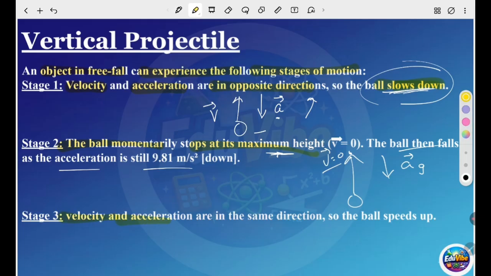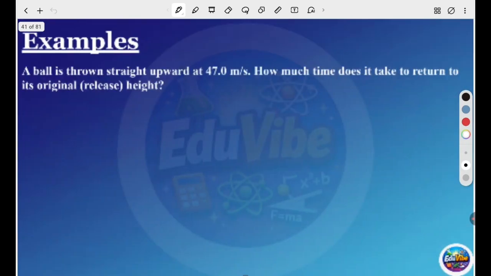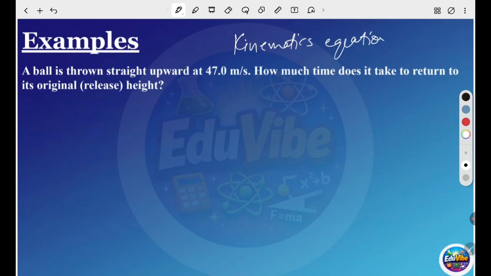Next, velocity and acceleration are in the same direction, so the ball speeds up. If the velocity is downwards and the acceleration is downwards, they are in the same direction and the ball speeds up and returns to the ground. Using this information and the kinematics equations, we will know how to solve problems relating to projectile motion.